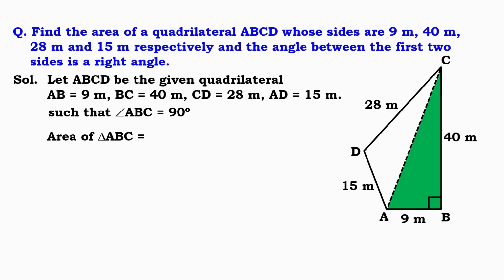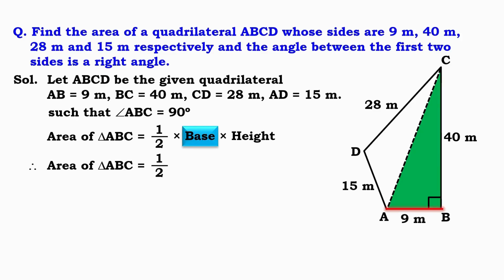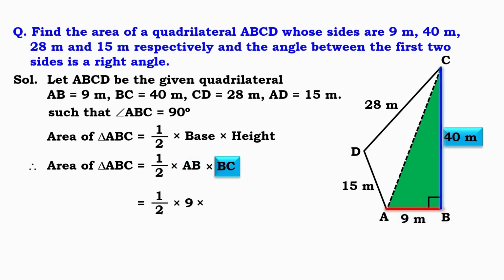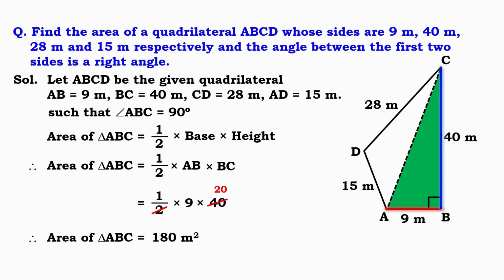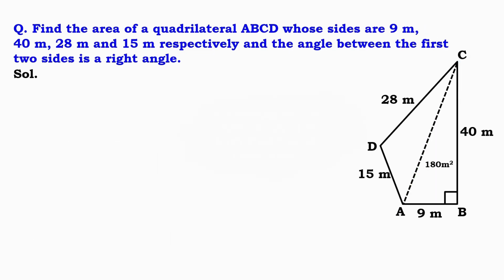So triangle ABC area will be equal to half into base into height, that is half into AB into BC, which is half into 9 into 40. Correct? So now that will be 20 into 9, that is 180 meters square. So we found the area of triangle ABC, that is 180 meters square. Now we need to find the area of triangle ADC.